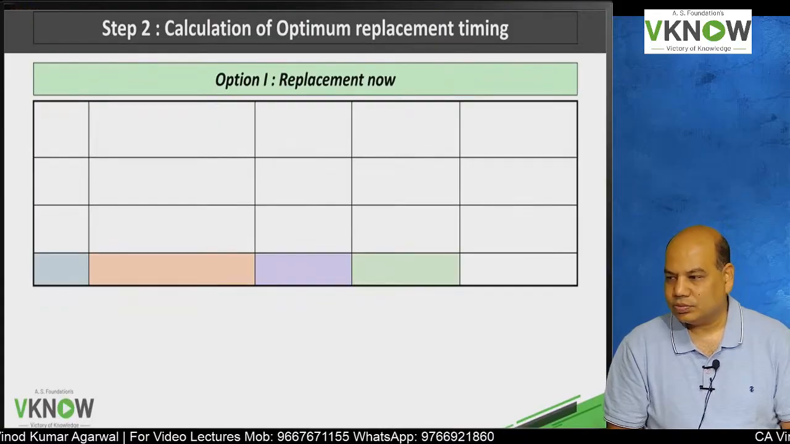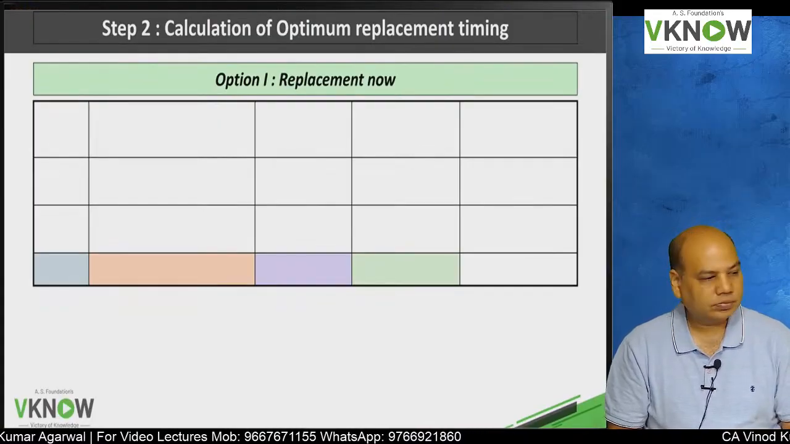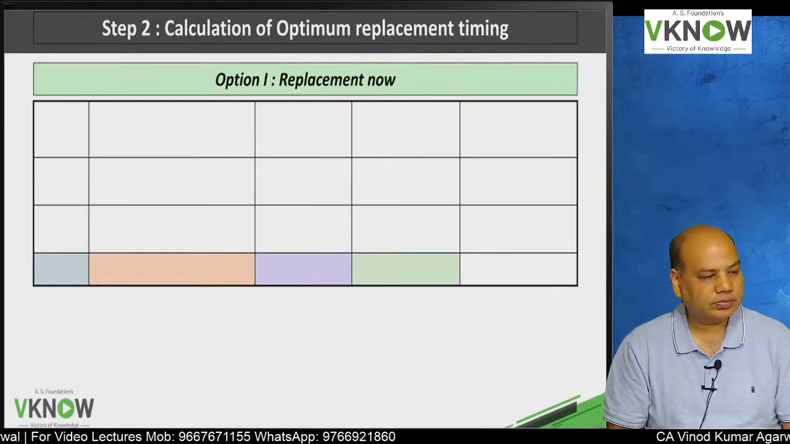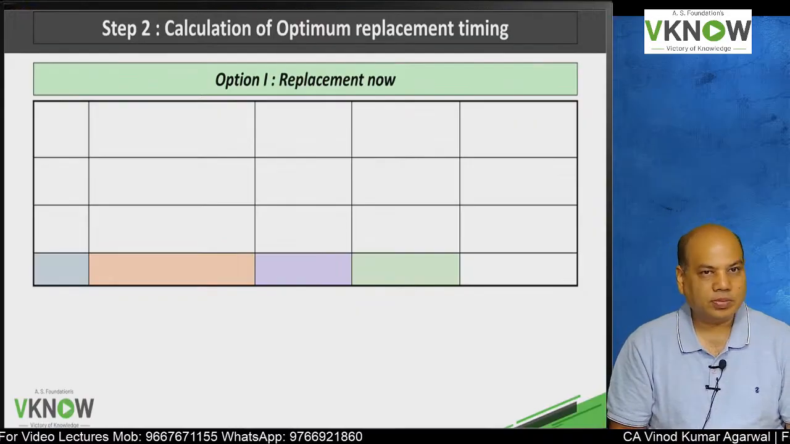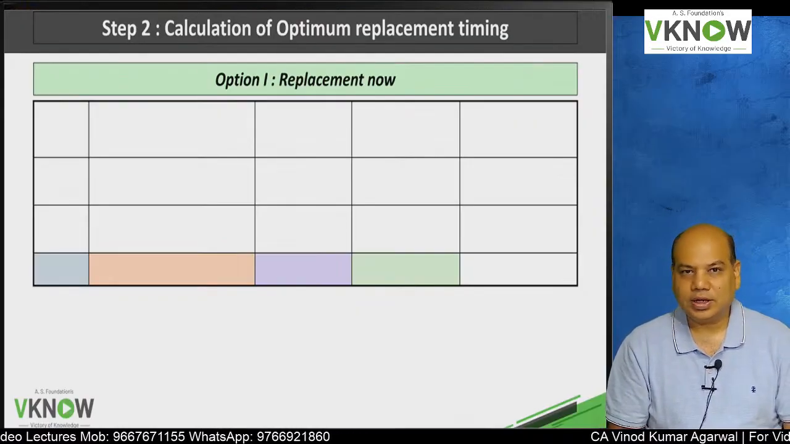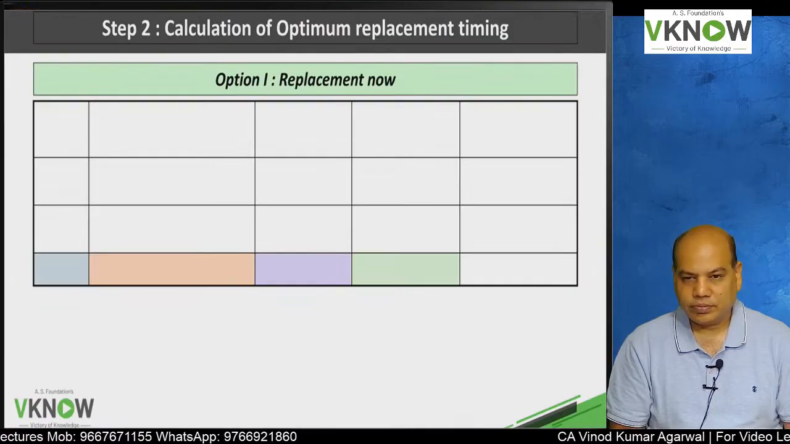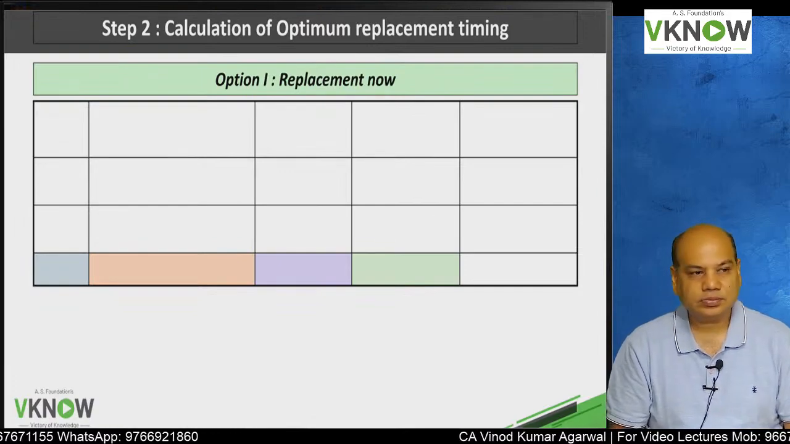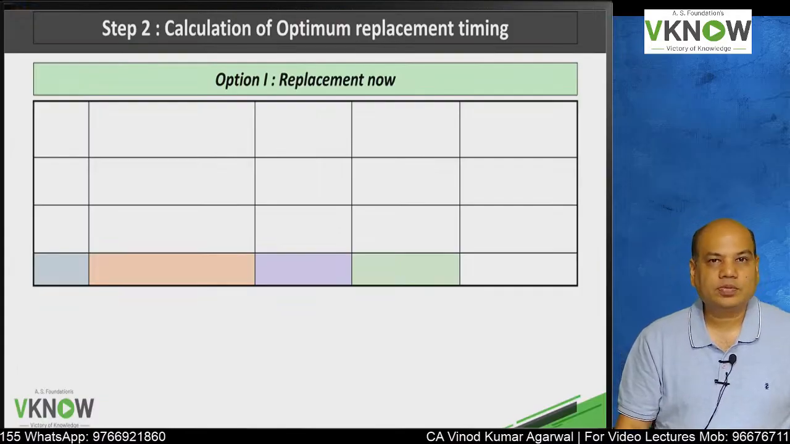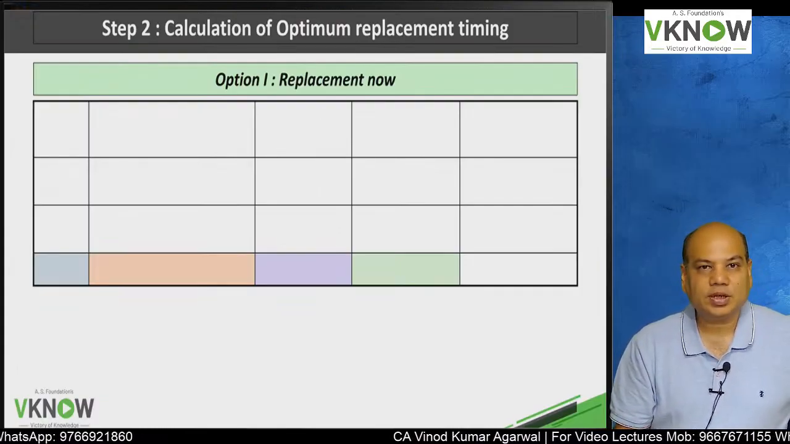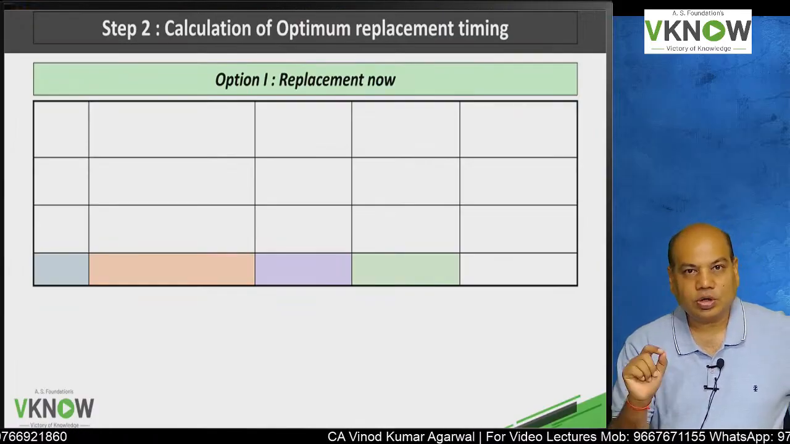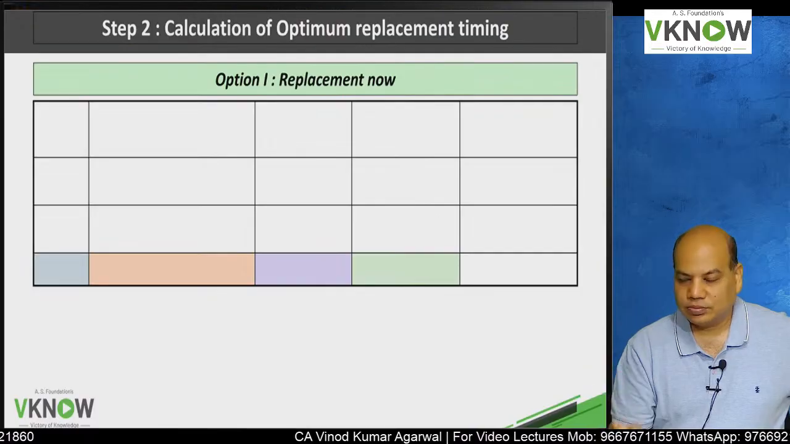Heading, write down step 2. Calculation of optimum replacement timing of old machine. Under that, write down option 1. Option 1 is replace now, or you can say alternative 1, replace now.